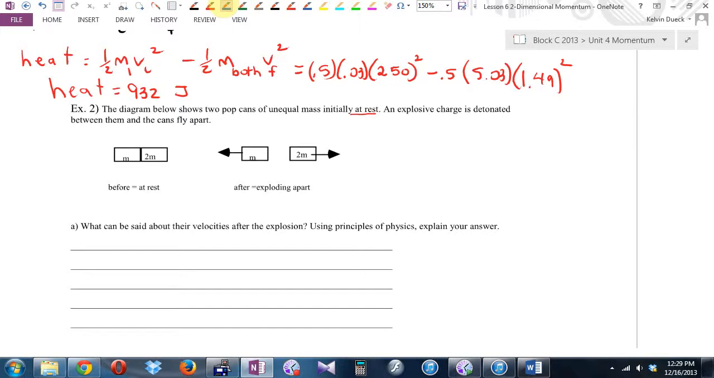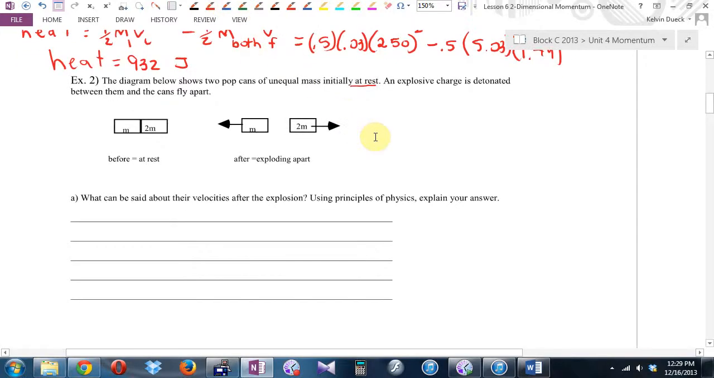An explosive charge is detonated between them. Boom! And the cans fly apart. What can you say about their velocities after the explosion using principles of physics? Explain your answer. So if I have one can of mass m, and how big is the other can? 2m. Okay. What could you tell me about their velocities? I'll give you a hint. Opposite directions. So one's positive and one's... Can we be more specific than that?